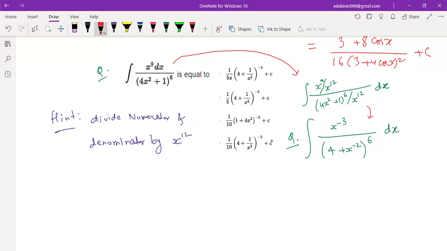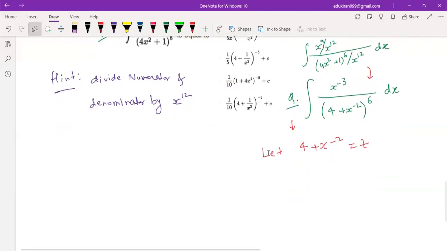Now what you will do next from here, let 4 plus x to the power minus 2 is equal to t. So if you will do this, what will be the derivative? Okay, some answer has come, I think.